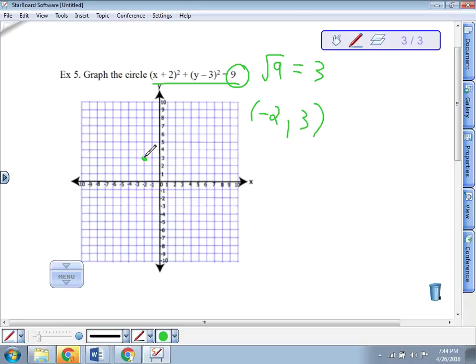So how do I graph it? I like to go each direction 3. Up 1, 2, 3, put a point there. Down 3, 1, 2, 3, put a point there. To the right 3, 1, 2, 3, put a point there. To the left 3, 1, 2, 3, put a point there. And then do your best job of connecting them. And that's not terrible, but it's not great either. So there you have equations of a circle.